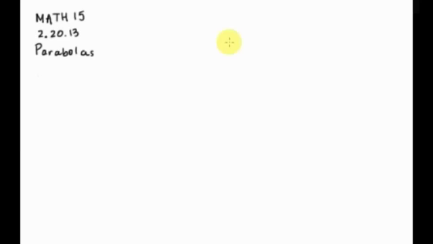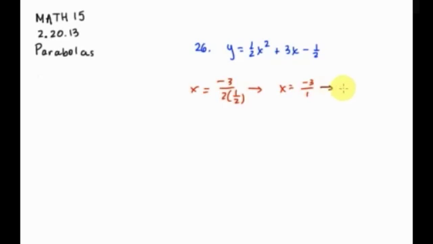Okay, now let's move on to a more difficult question, number 26. And here it's y equals 1/2 x squared plus 3x minus 1/2. So first we find the axis of symmetry. Negative b over 2 times 1/2. This is going to be the x. So what is this? X equals negative 3 over 1, because 2 times its reciprocal is 1. That's a property that we learned. X is negative 3.